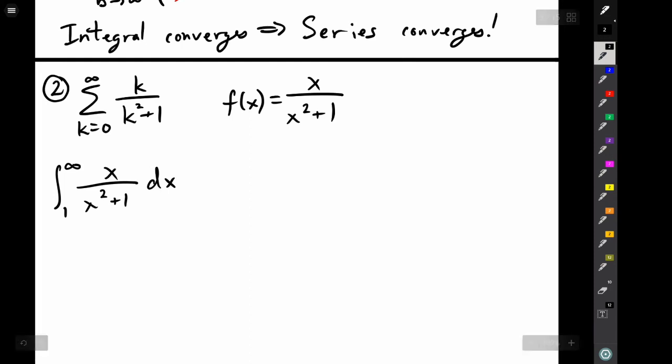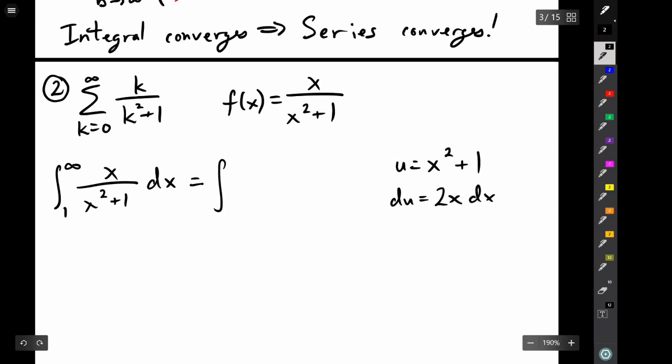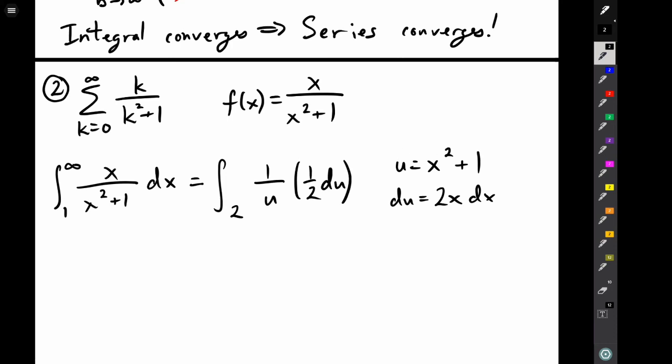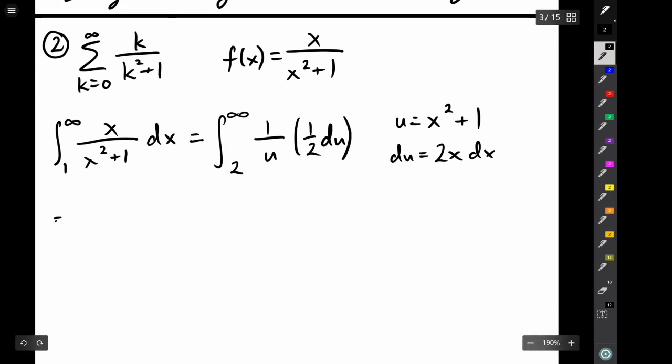To compute this integral, first things first, we're going to have to pull off a u substitution. Take u to be x squared plus 1. du is going to be 2x dx. So here we're going to have 1 over u, 1/2 du. And the bounds, well, plug 1 in here. The bottom is going to be 2. Plug infinity here. The top is going to be infinity again. So do the usual thing. We can't actually plug in infinity, so we have to take the limit.